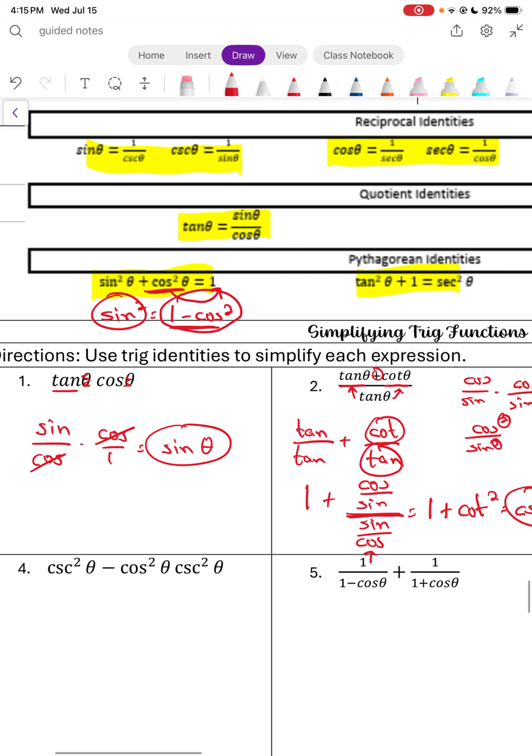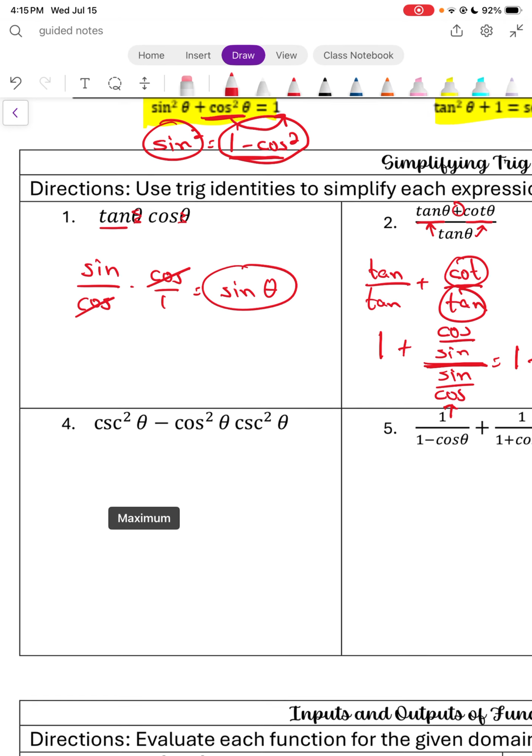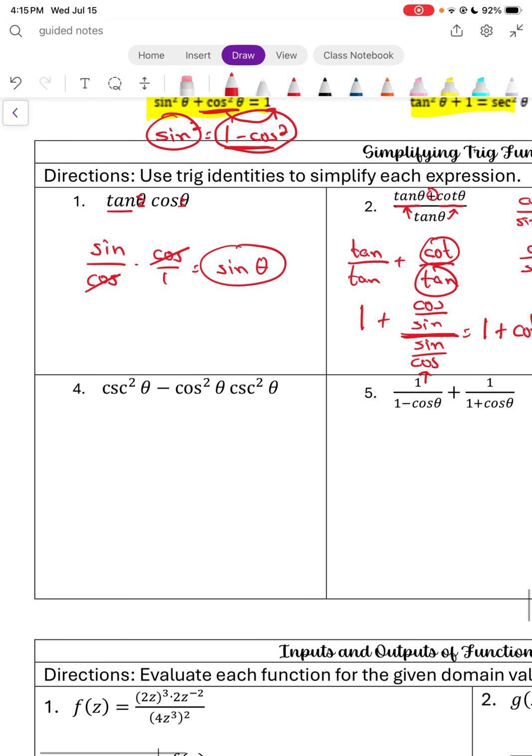You might be questioning, when do I stop? How do I know I'm finished? Get it as clean as you can make it look, and you're finished. Next one, you can do a couple of things here.